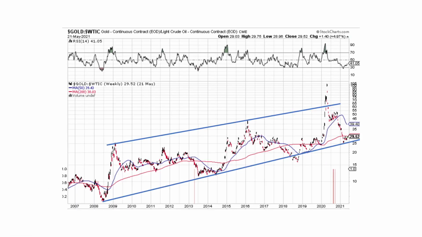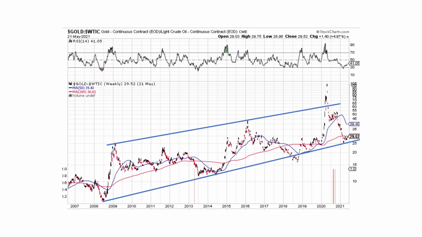So if we go here and we look at the current gold to oil ratio, we're coming up in this channel. We're at the bottom portion of the channel. We're at 29.52. I'm expecting this to break to the downside. This is a very cheap valuation. I think oil is a very good sector for investment, and I'm looking for that bottom channel to break to the downside eventually in a commodity boom.